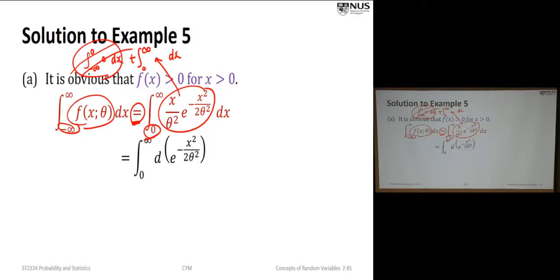This one is basically a sort of integration by parts. Think of it: if you differentiate e to the power minus x squared over 2 theta square with respect to x, what will you get? Applying what we call the chain rule, it will be e to the power minus x squared over 2 theta square, and then differentiating this part gives you minus 2x over 2 theta square.